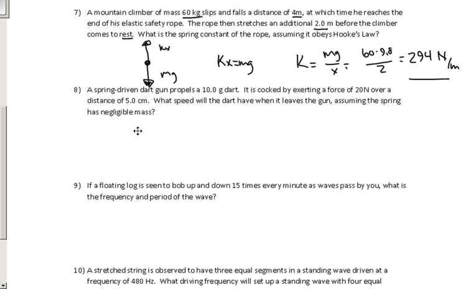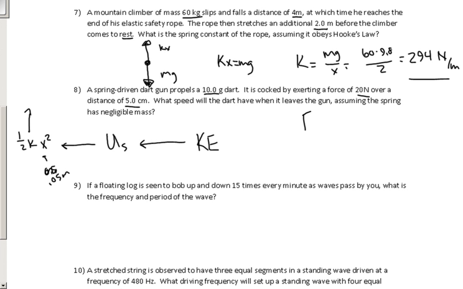Question 8, a spring-driven dart gun propels a 10-gram dart. It's cocked by a force of 20 newtons over a distance of 5 centimeters. We're looking for the speed. Well, if we work backwards, we're looking for the speed, which means we would look for kinetic energy. The kinetic energy then comes from our potential spring energy, in which case we need 1/2 k x squared. We have our x, that's 0.05 meters. So all we need to do is find our k.